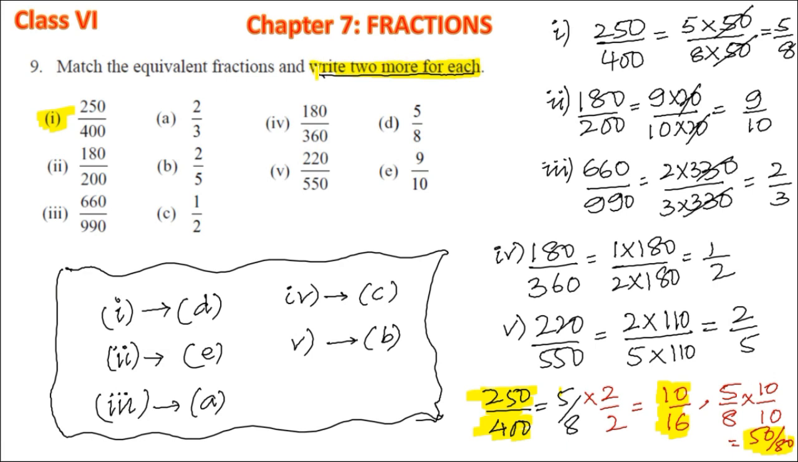What you need to do, I'll be telling one more. Say 9 by 10 is there. You need to multiply some number to both numerator and denominator. Suppose if I multiply by 2, you'll be getting 18 by 20. It's equivalent to 180 by 200. If you multiply by 3, it is 27 by 30. This is equivalent again. So likewise, you can have many more such numbers.